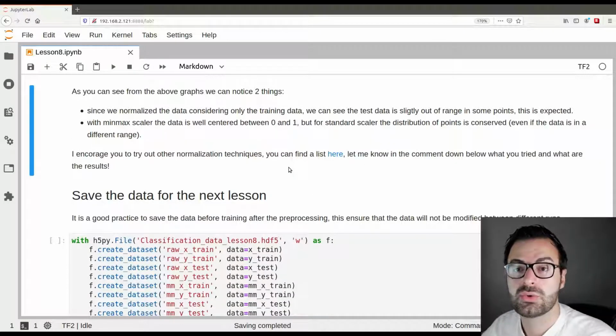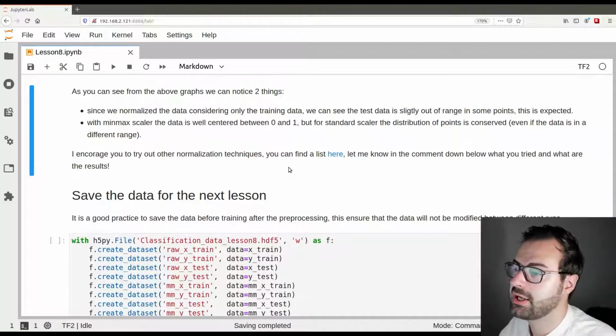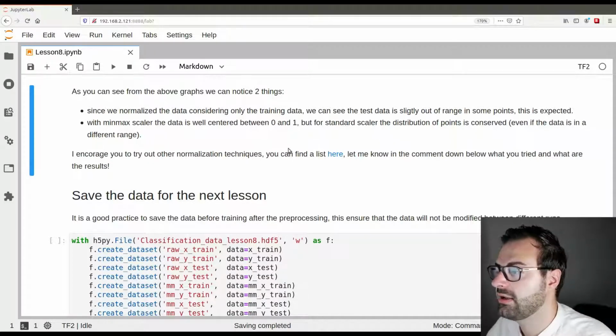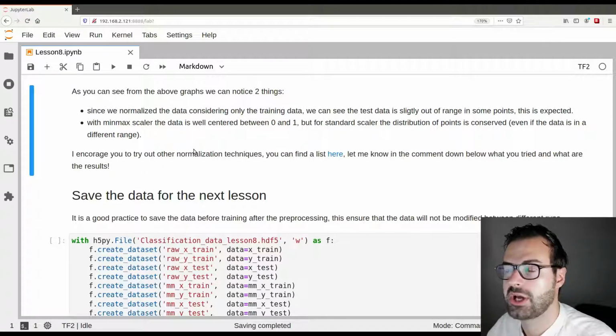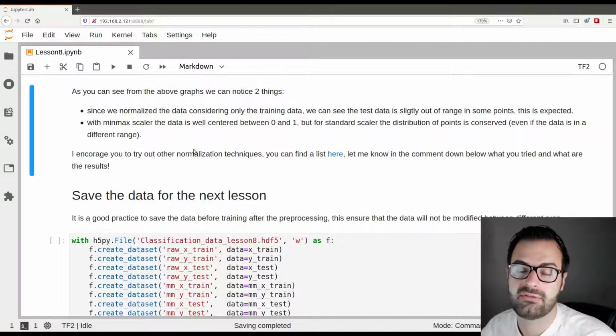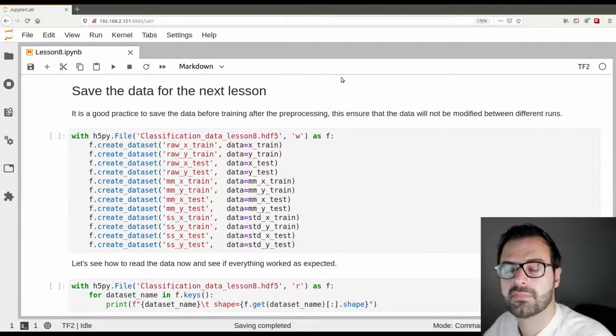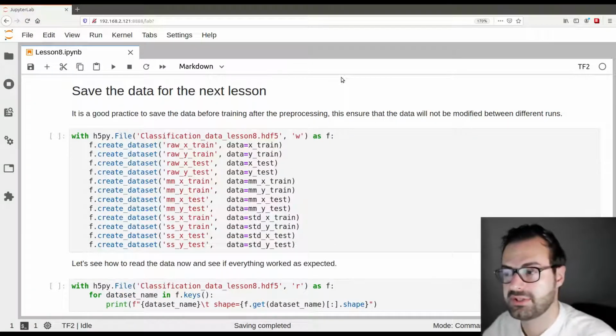Anyway, those are just two normalization techniques, and I encourage you to try out other techniques. So I left a handy link here so that you can just click and go to scikit-learn and check what other kind of normalization techniques you can apply to the data. If you try something new, let me know in a comment down below, and if you find some problem, feel free to ask.